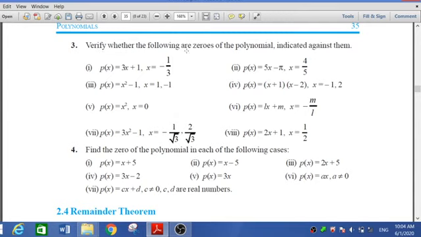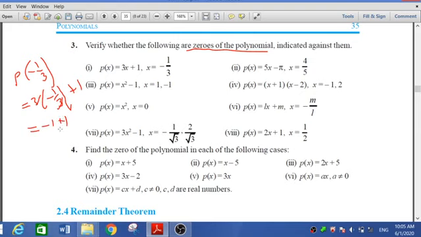Verify whether the following are zeros of the polynomial or not. You have to put a value of x, and if you get the answer 0, we can say yes. I am explaining the first one here. In P, I write in brackets minus 1 upon 3, is equal to 3 times minus 1 upon 3 plus 1. These 3 cut. So minus 1 plus 1, the answer is 0. So we can say it is yes.